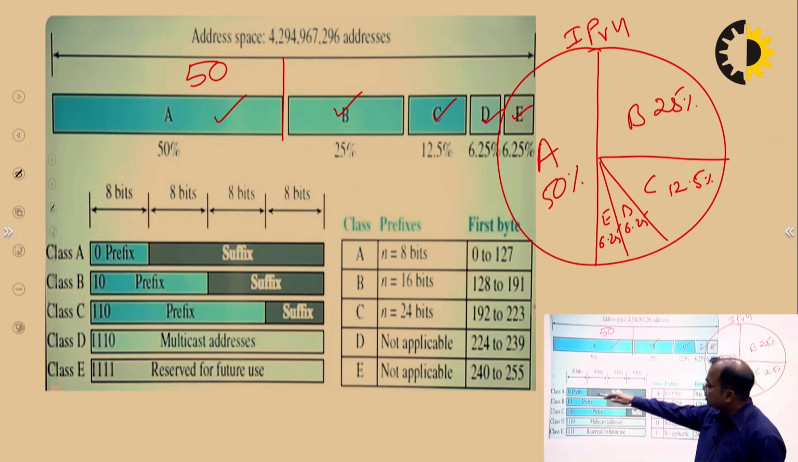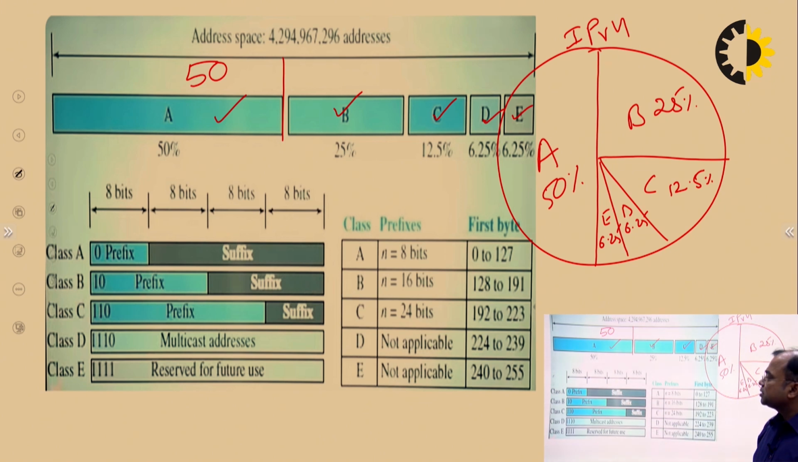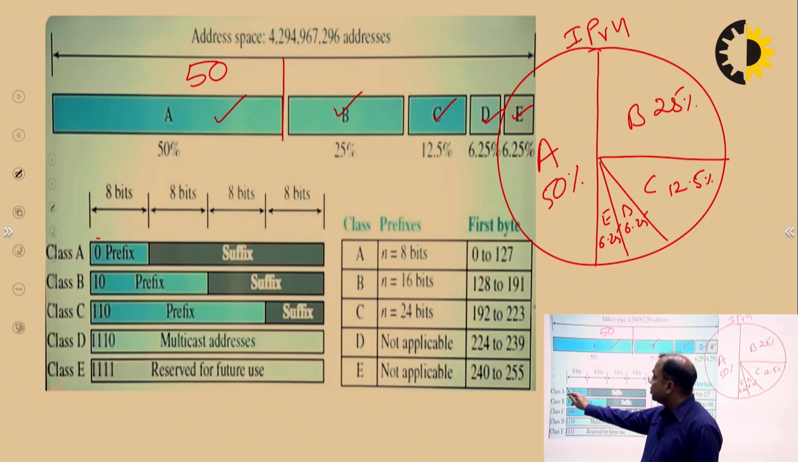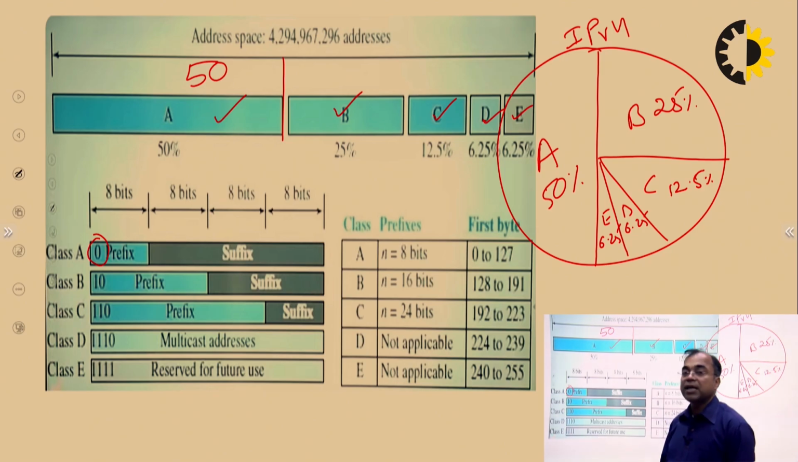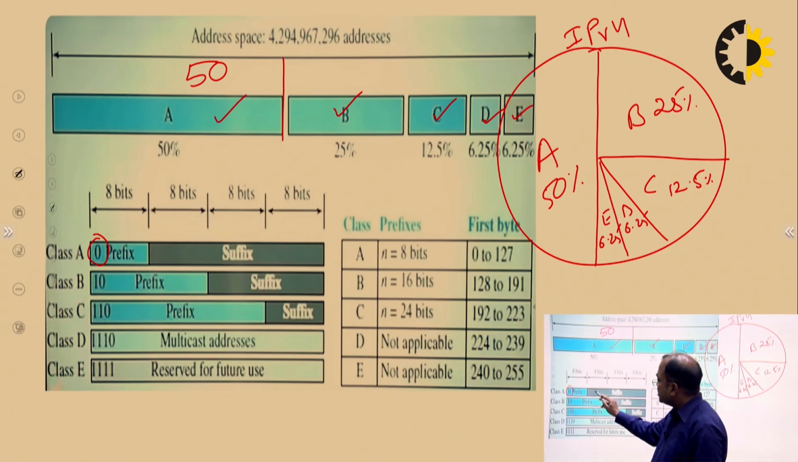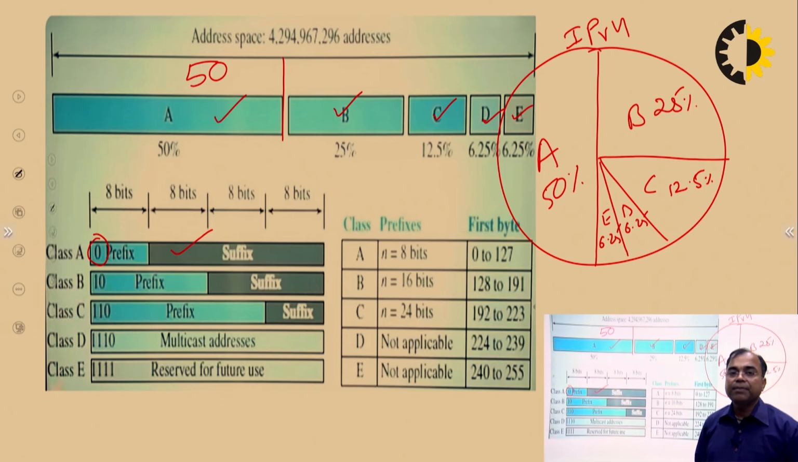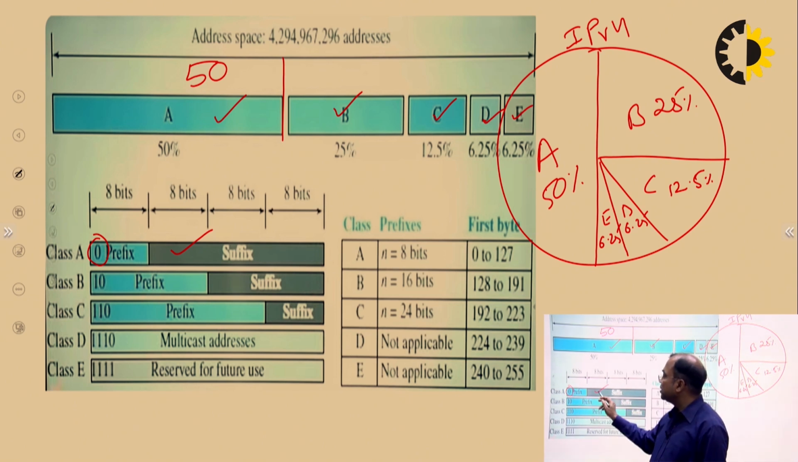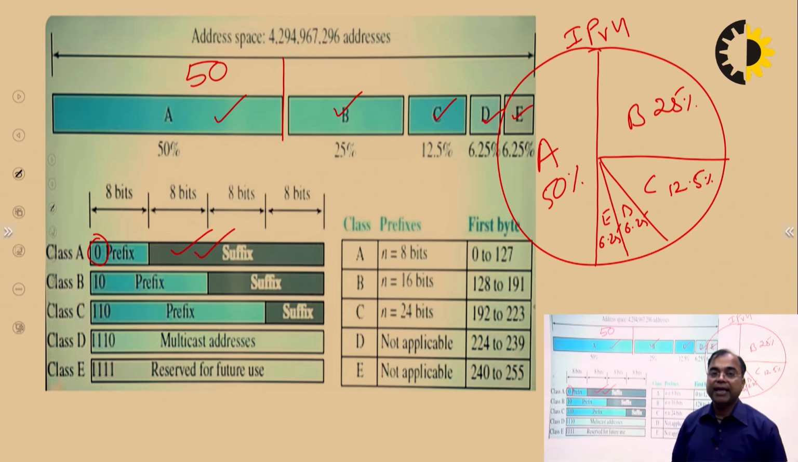So you can see here the prefix part. If we consider the binary number, we come to know which class an IP address belongs to. If 0 is at the start of the IP address, meaning the prefix is 0, then we can say the class is class A. For any binary IPv4 number, if it starts with 0, it must be part of class A addresses.